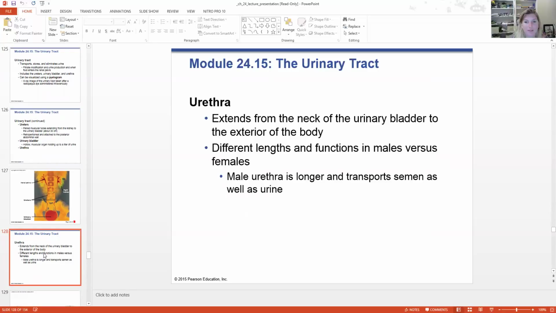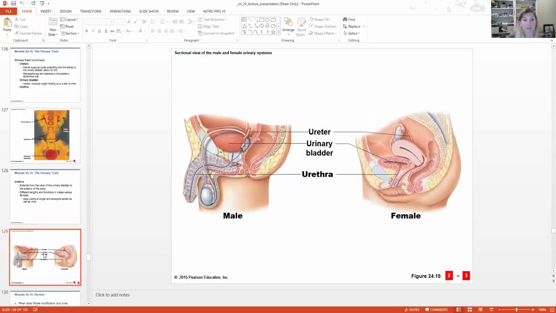Different lengths, obviously, and different functions in males versus females. The male urethra is much longer, and it has a dual role of carrying not only urine, but also semen. So, we'll look at that more when we cover the reproductive system.